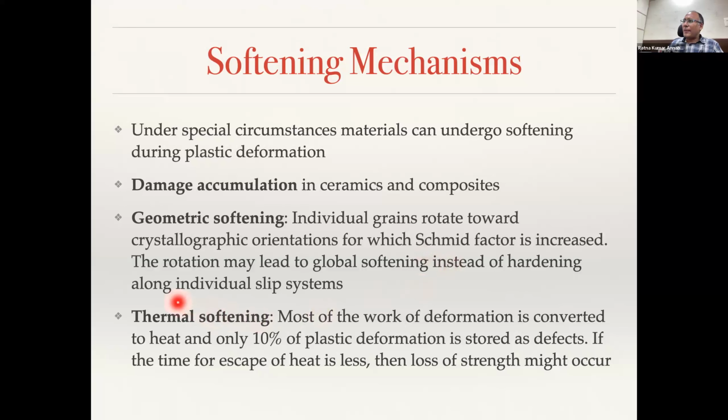Another way that the softening can happen is thermal softening. That means if you are increasing the temperature, right? If you are further deforming the material, plastic deformation will result in a lot of energy that you are putting in, and that will result in heat dissipation. As a result, the material's temperature gets increased. So that increase in temperature can actually result in softening of the material. So these are the various softening mechanisms that you can have in the materials.